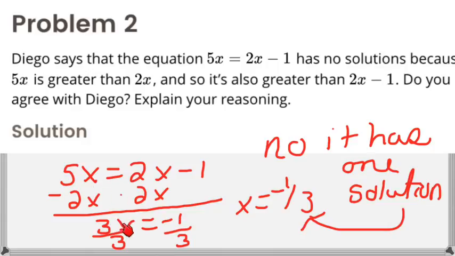This means 3 times x equals negative 1. The opposite of multiplying is dividing. I'm going to divide by 3 here, and I'm going to divide by 3 here, and I'm going to get x equals negative 1/3. That means there is a solution to this, and the solution is negative 1/3. So if I put negative 1/3 here and negative 1/3 here, then both sides of the equation would have the same value. So Diego was wrong because it has one solution.